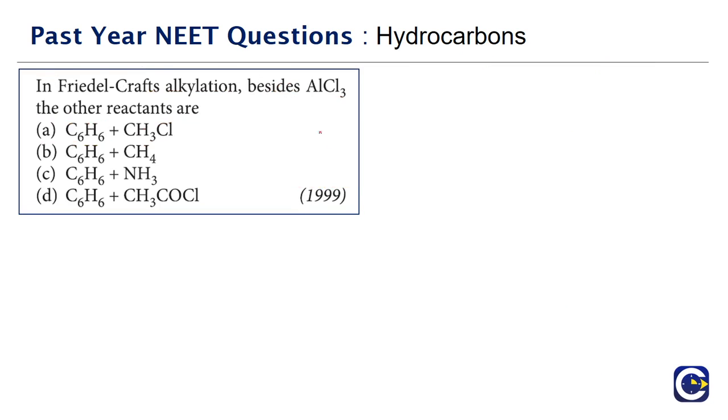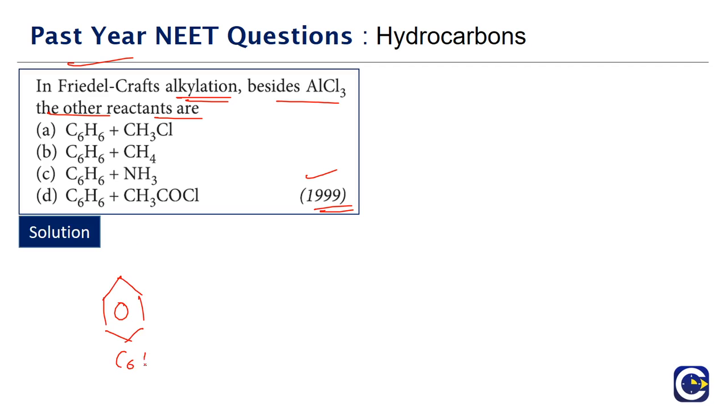Next, we have a question that has come in the year 1999. In Friedel-Crafts alkylation, besides AlCl3, the other reactants are. So what will be the other reactants? Previously also we talked about it. So we have benzene, which is C6H6, reacting with methyl chloride in the presence of the Lewis acid AlCl3.